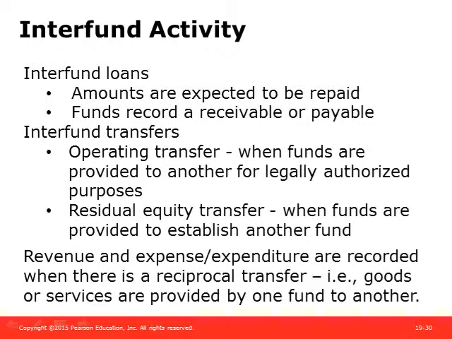Interfund transfers occur when one fund provides resources to another for legally authorized purposes, or when one fund helps to establish or enhance another. Transfers are either reciprocal or non-reciprocal, depending on whether or not repayment is expected. Governmental funds record transfers as other financing sources and uses, whereas proprietary funds record transfers in a category following non-operating revenues and expenses. An interfund reimbursement is necessary when an expenditure applicable to one fund is made by a different fund. Reimbursements are not reported in the financial statements.